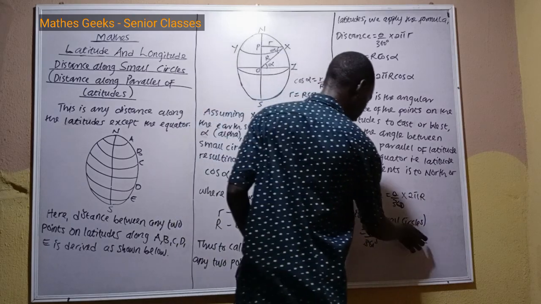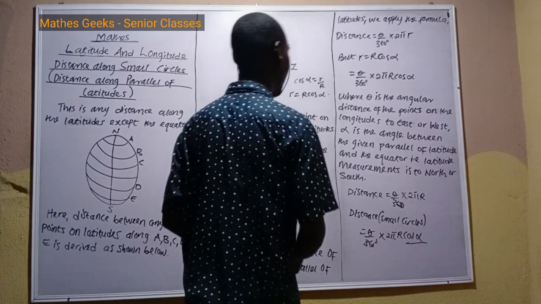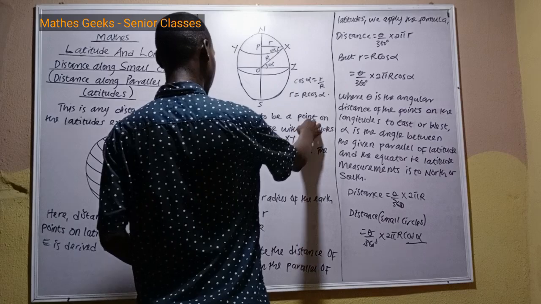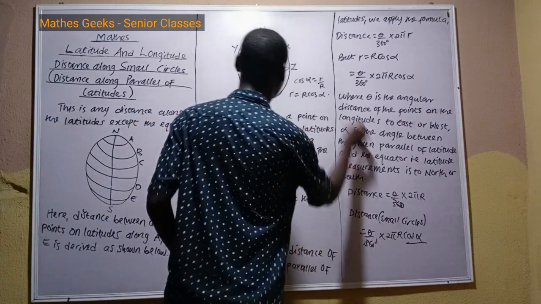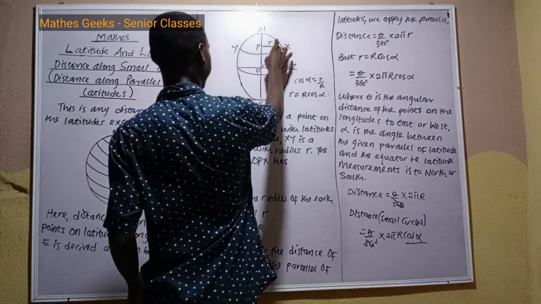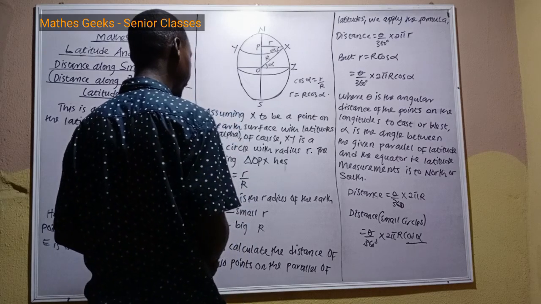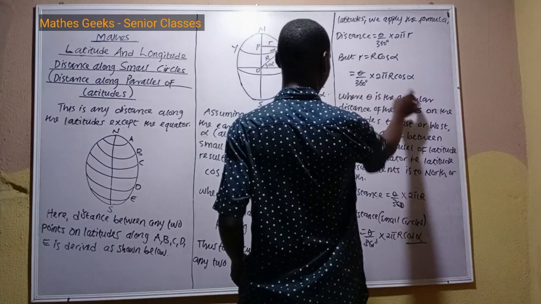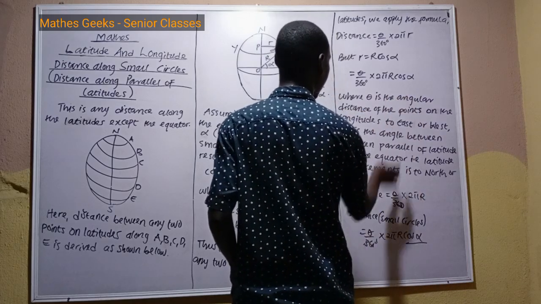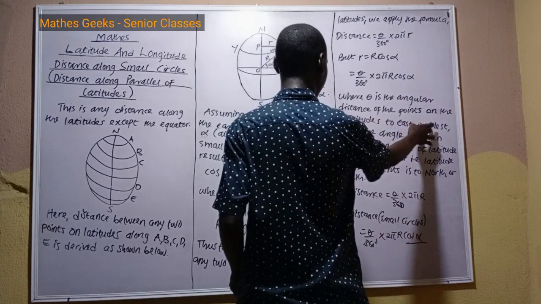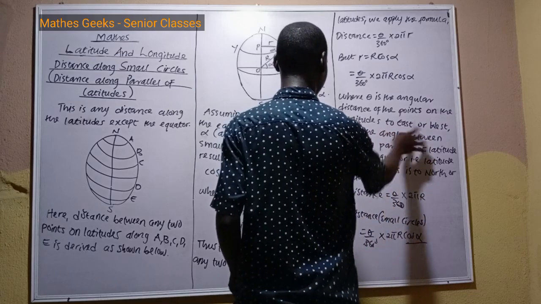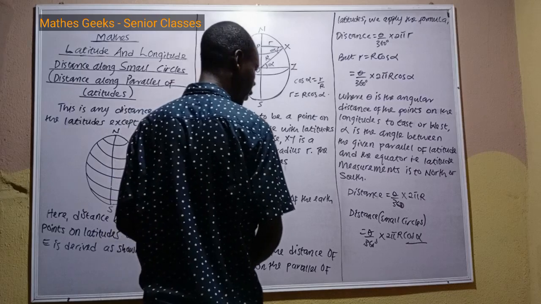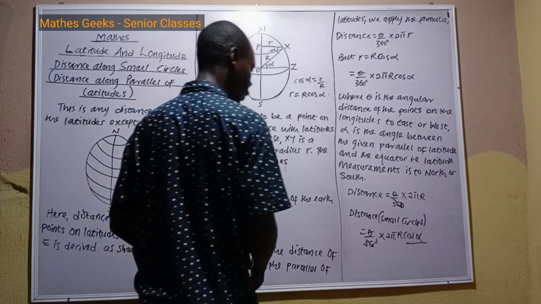And this alpha is gotten from the angle between the parallel and the equator, that's cos alpha. So where theta is the angular distance of the points on the longitude, east or west, alpha is the angle between the given parallel of latitude and the equator. That is, latitude measurement is to north or south.